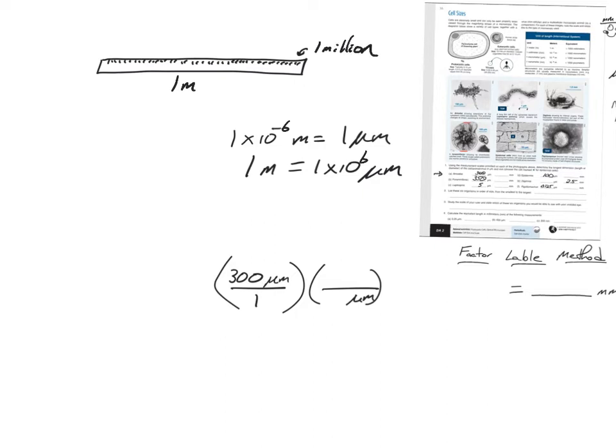Yeah? Who's at the door? A million pieces. 1 meter equals what? A million micrometers. Because you can fit a million of those little lines in a meter.